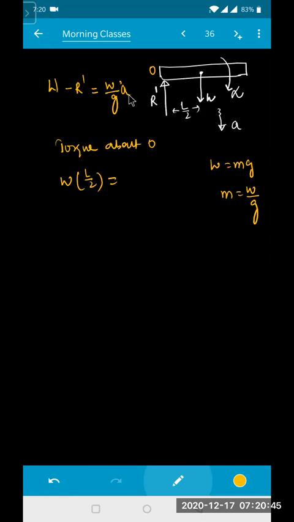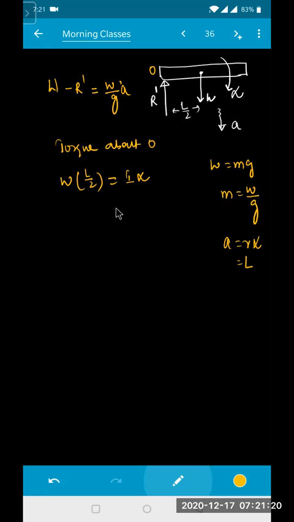This will be related to the angular acceleration. A is equal to R into alpha. R is nothing but the distance to the center of mass if it is hanging right now. So R dash will be equal to W by G into A. What must this be equal to? Torque is equal to I into alpha.